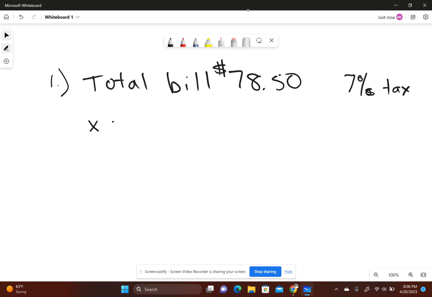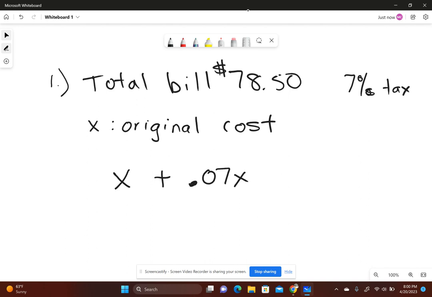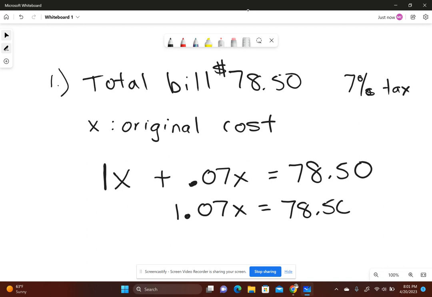Well, we're going to let x equal original cost. So this is the cost of the meal before you paid your sales tax. We don't know what that was, but we know that we're going to add 7% of whatever that was. And when we add the tax, the original cost and the tax, it's going to equal 78.50. So this is really 1x plus 0.07x, which is 1.07x. And remember, we said we could always multiply something by 1.07, and that would give us the total cost with the tax included. So that would be 78.50.